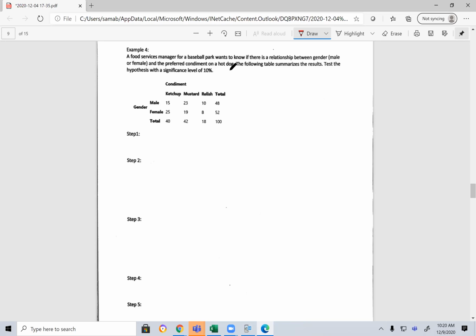Okay, step 1, stating the null and the alternative hypothesis. And H0, guys, would be the gender and preferred condiment are independent.